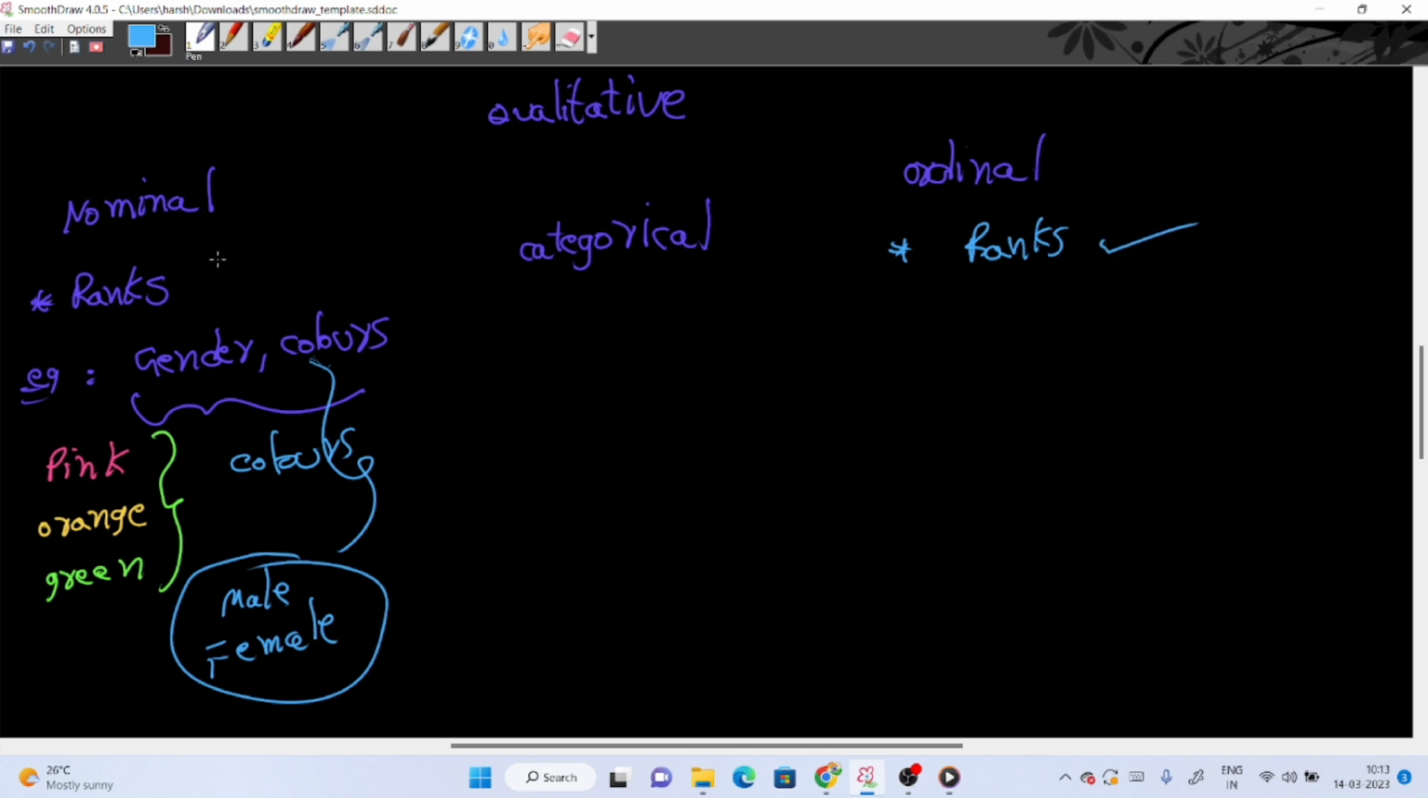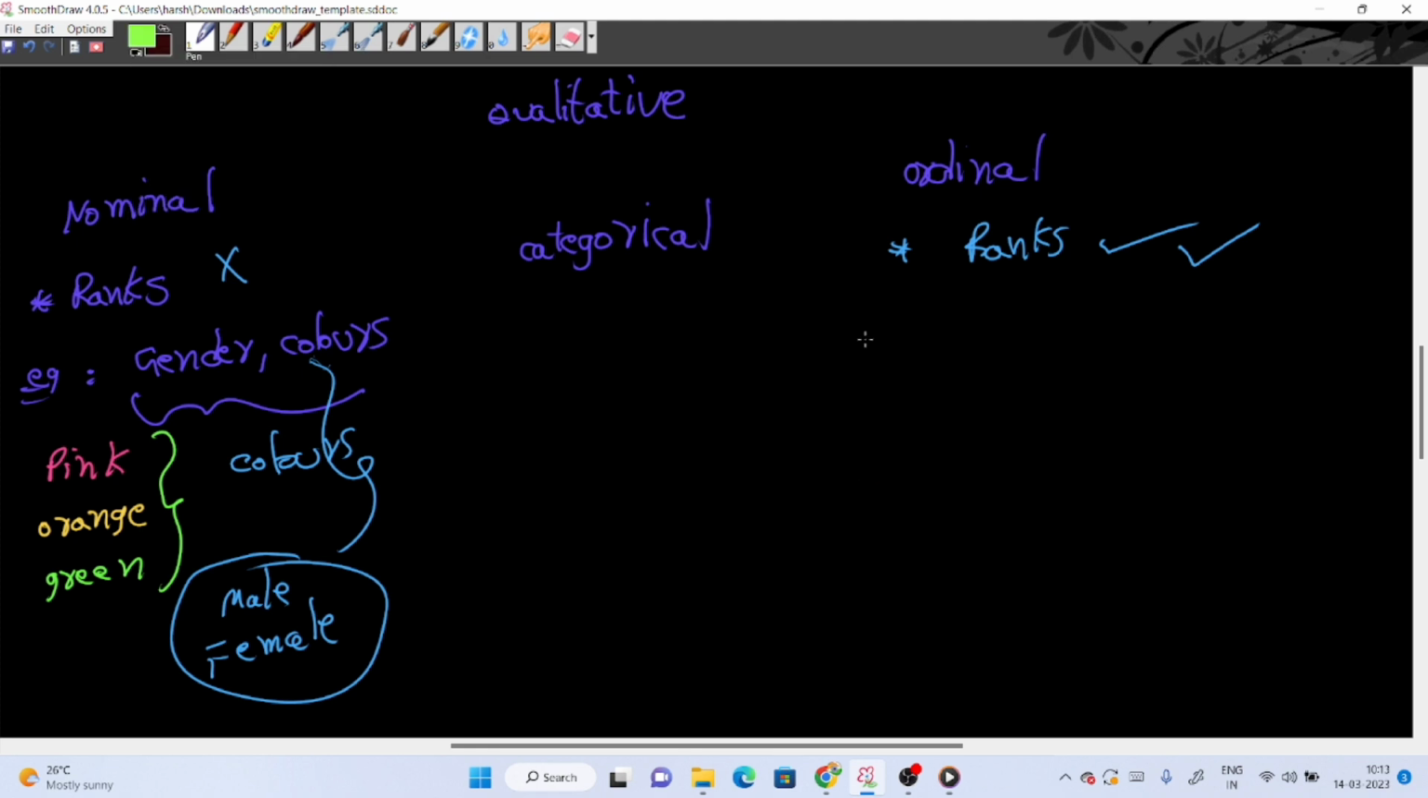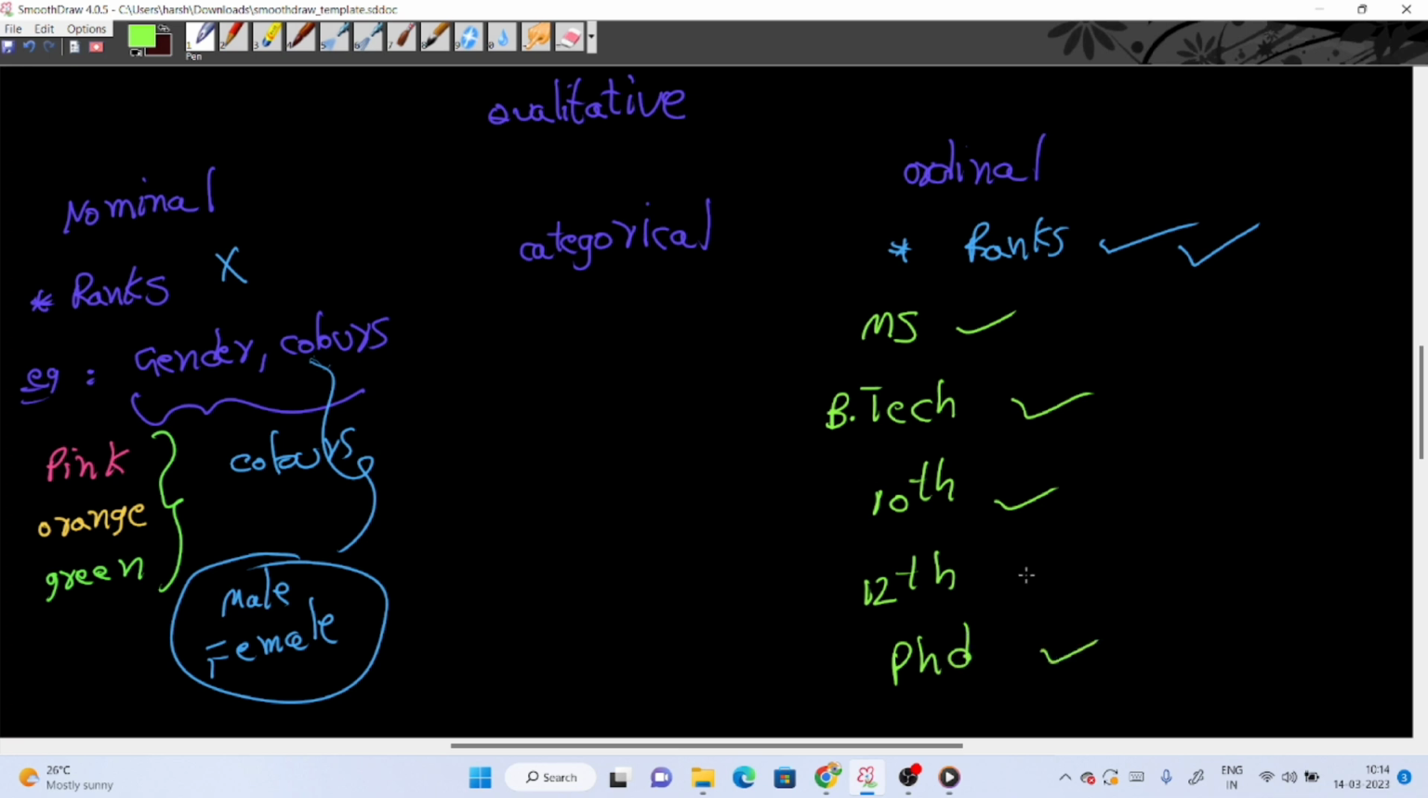So here nominal data will not have ranks, whereas ordinal data will have ranks. For example, let us consider that I may take some data like MS, which is Masters, and I may take BTech, and I may take 10th, I may take 12th, and I may take PhD. So this is also the same kind of categorical values, like nominal data, but can you find some difference here?